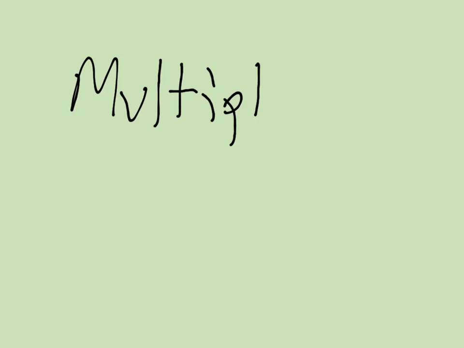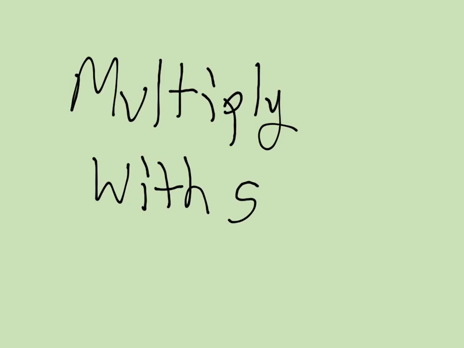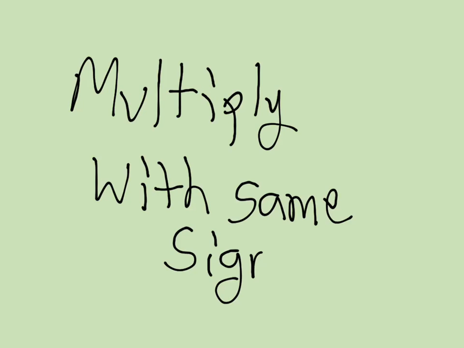We're going to talk about multiplying integers with the same sign. Now, when we multiply with same sign, you'll notice I left out the word integer. And that's because this works for any two numbers. So multiplying any two numbers with the same sign. For this lesson, we're really going to focus on integers, but this will work for any two numbers.